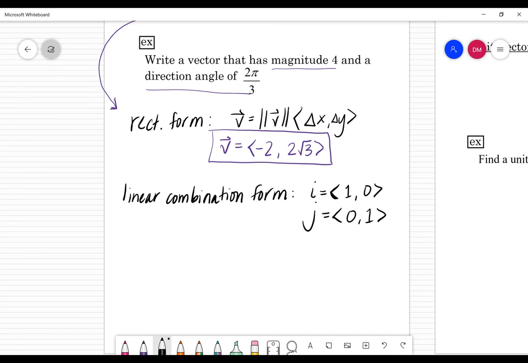So what this does is this allows me to put an i next to any movement in the x direction and a j next to any movement in the y direction, so that I could also, in linear combination form, write this as negative 2i plus 2 root 3, and I'll put that in parentheses since that's kind of a mixed radical there, j. So no commas, no parentheses, no pointy braces, just a linear combination with i and j.